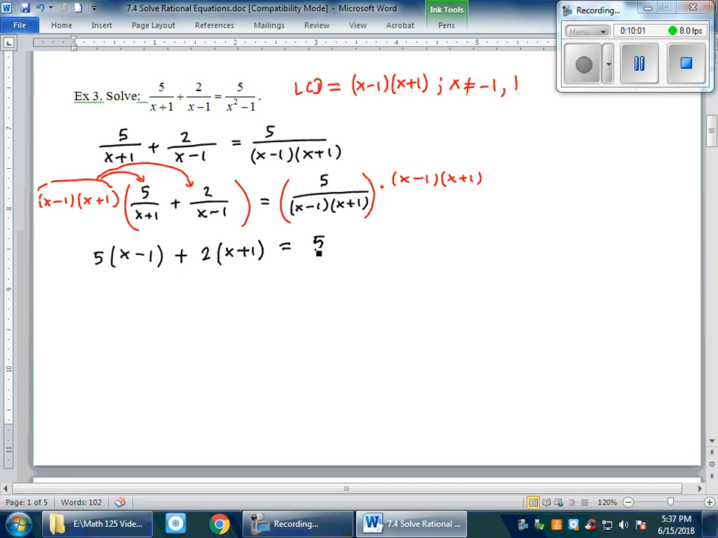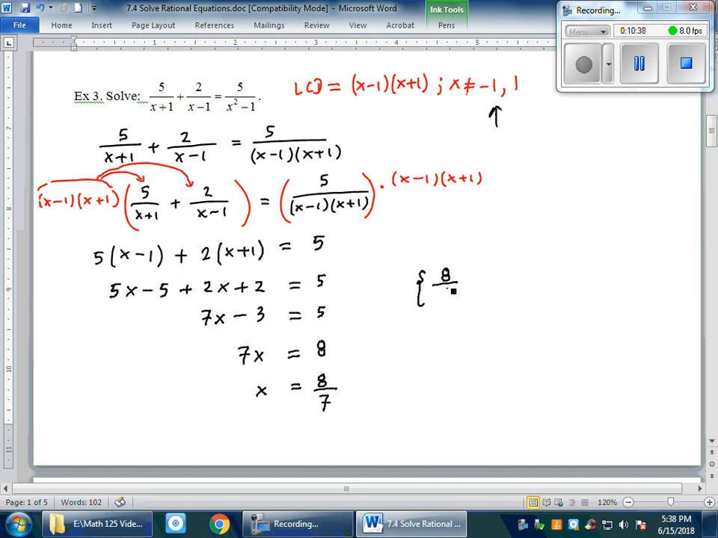So now we're going to simplify the left-hand side, distributing 5, distributing 2, positive 2, and this leads us to a linear equation. Solving the linear equation, that will become 7x minus 3 equal to 5, and adding 3 to both sides, and dividing by 7 on both sides, I got 8 over 7. Since 8 over 7 is not a restricted value, my final answer will be 8 over 7.